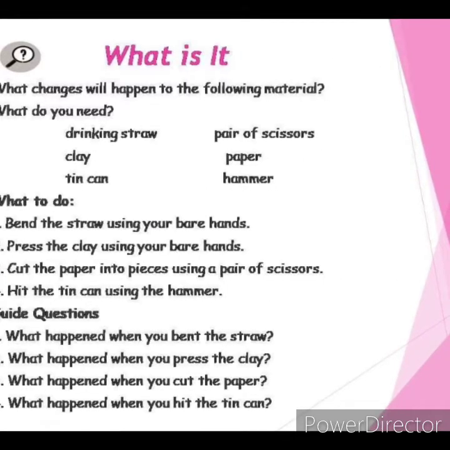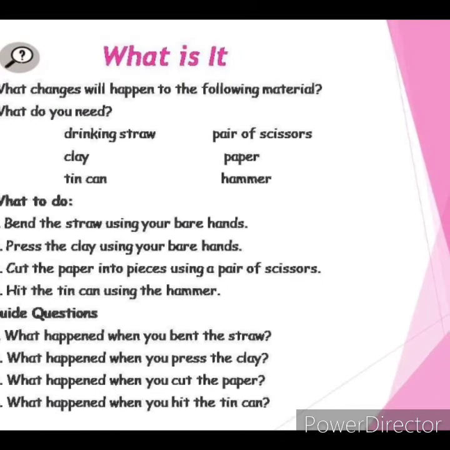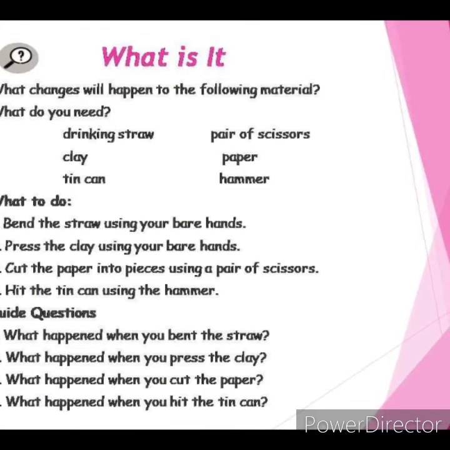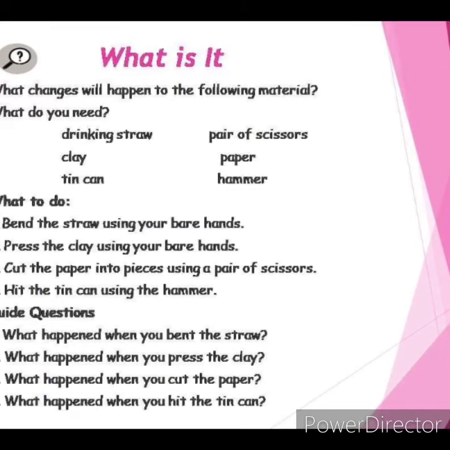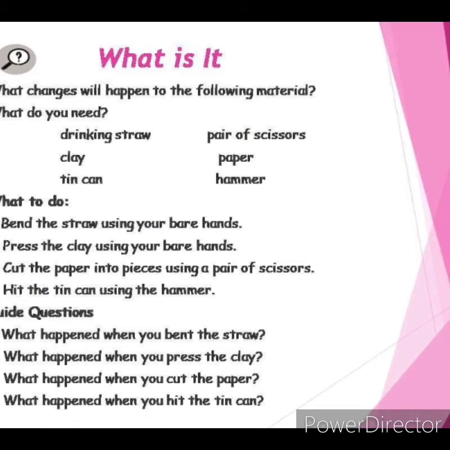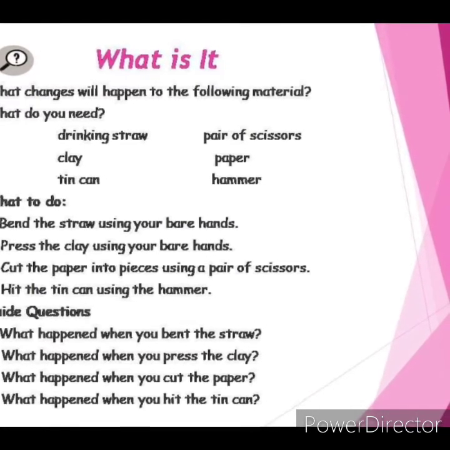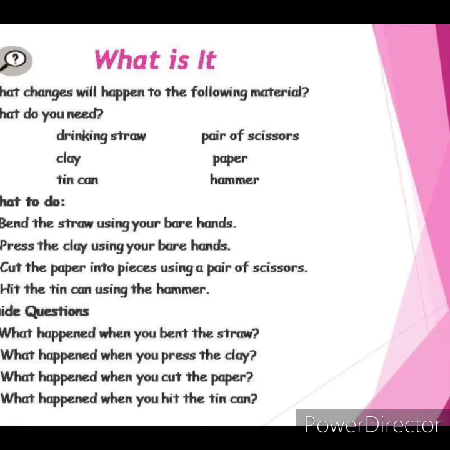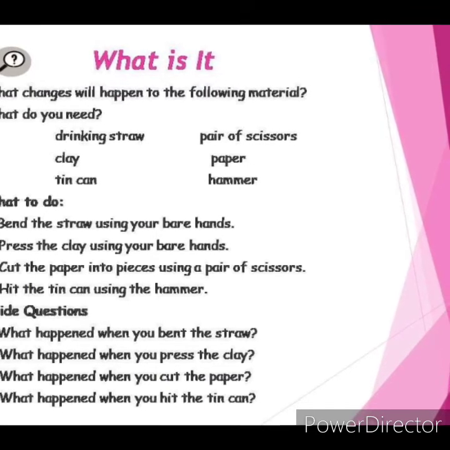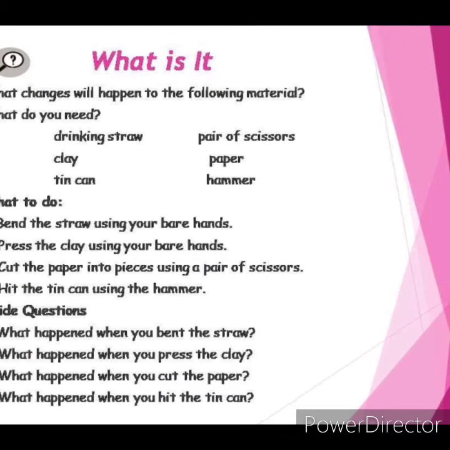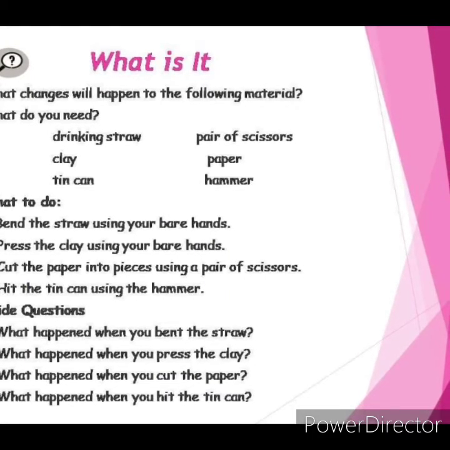Now, let us move on to the next, to the what is it? Or soriin natin. What changes will happen to the following material? What do you need? Drinking straw, clay, tin can, pair of scissors, paper, hammer. And then, what to do?